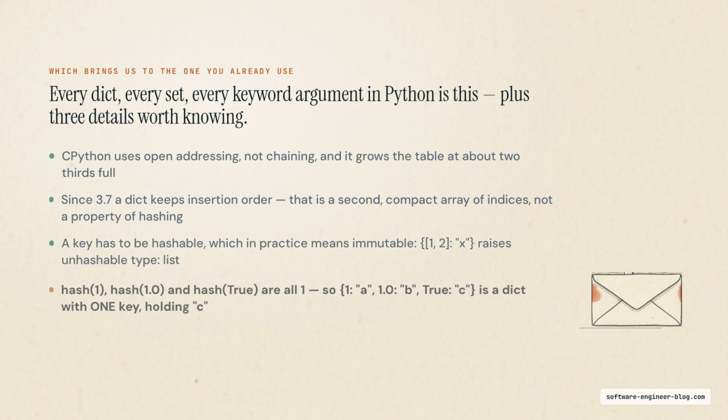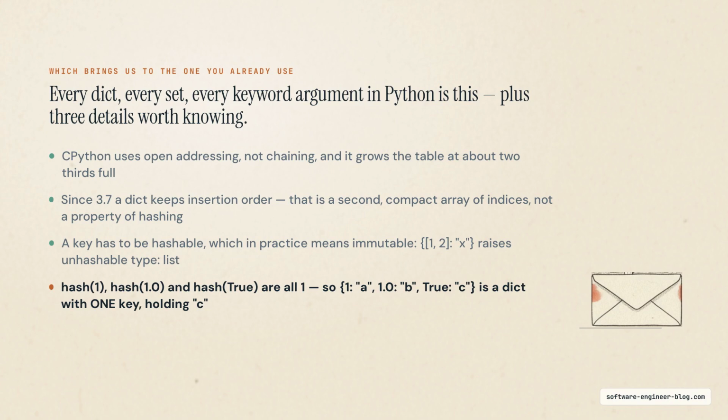And here is my favorite. Hash of 1, hash of 1.0, and hash of True are all the same number. So a dictionary written with those three as separate keys is really a dictionary with one key in it.